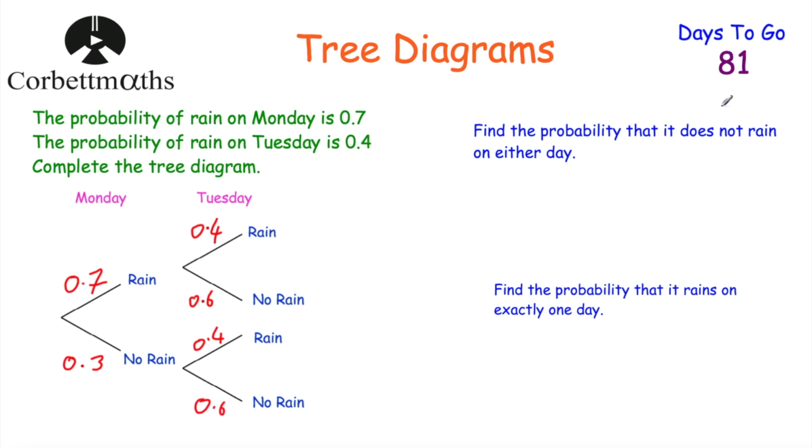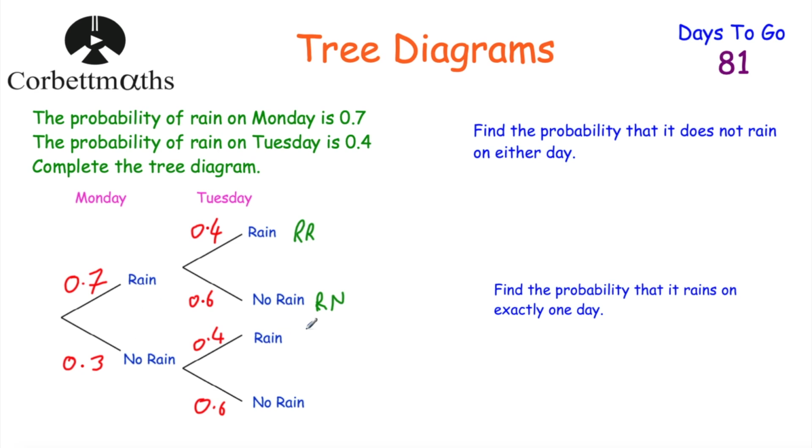Okay, now we've got some probability questions based on that. The first question says, find the probability that it does not rain on either day. So that's the probability of no rain and no rain. And then the next question says, find the probability that it rains on exactly one day. Now before I actually answer these probability questions, what I'm going to do is list the outcomes. So we've got rain and rain, rain and no rain.